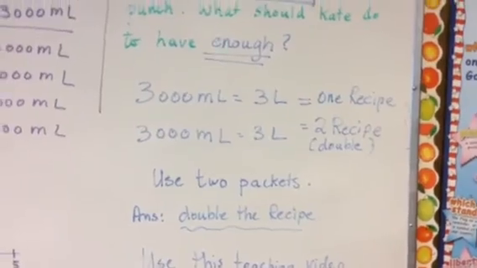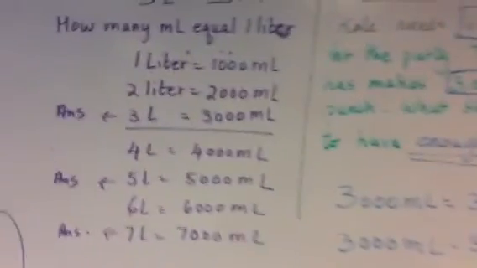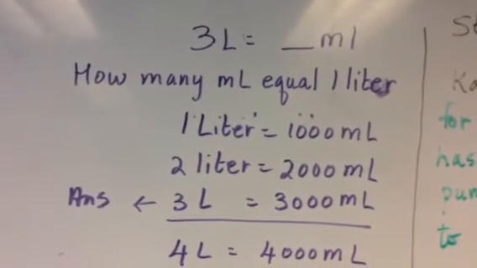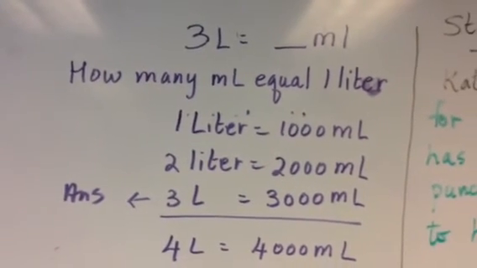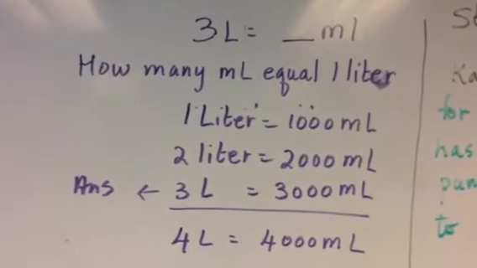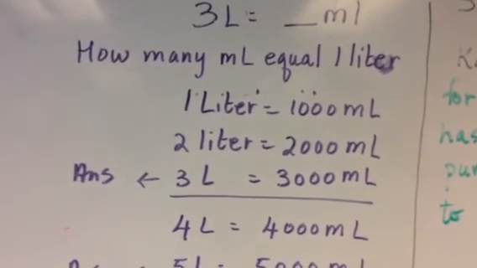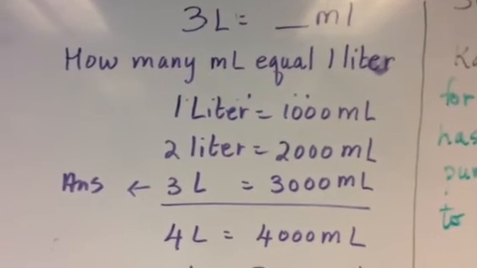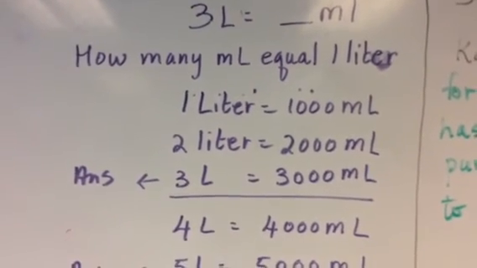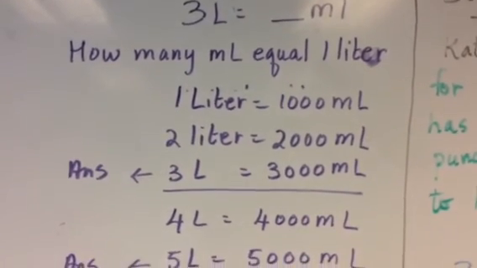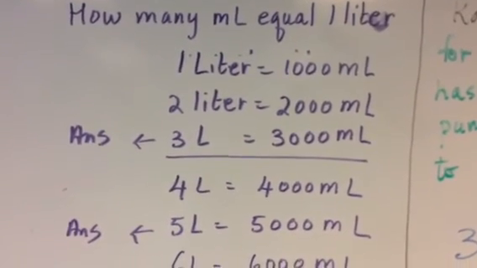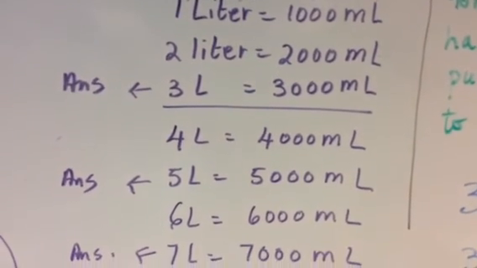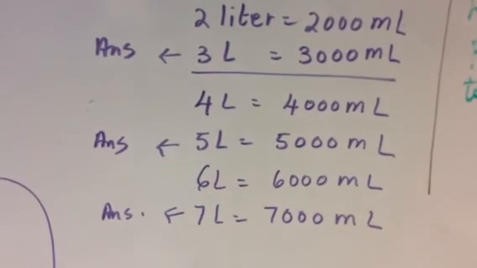And use this teaching video to help change larger units to smaller units. So 3 liters is equal to how many mLs? We just did it. 3 liters is equal to 3000 mLs. 1 liter, and how did I come to that? 1 liter is equal to 1000 mLs. 2 liters will be 2000 mLs. 3 liters will be 3000 mLs. 4 liters will be 4000 mLs. 5 liters will be 5000 mLs. 6 liters will be 6000 mLs. 7 liters will be 7000 mLs.